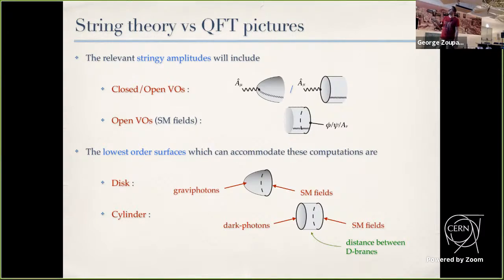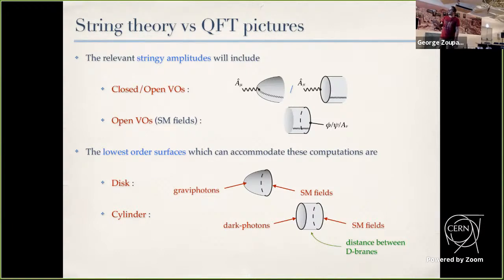For closed strings, vertex operators have to be inserted in the bulk of the diagram. However, the open ones go on the boundary. And the standard model fields, we will assume that they are all open strings. That's the usual model building scenario in string theory. And so we will insert them on a boundary.